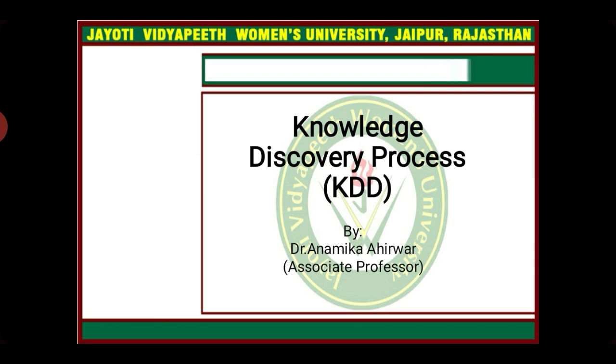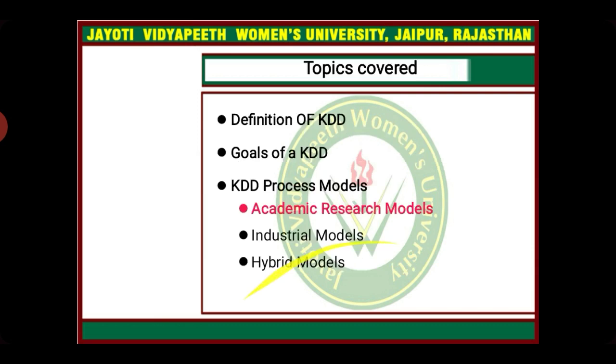In this lecture, I covered these topics. First is the definition of KDD, goals of KDD, that is knowledge discovery in databases, and KDD process models. There are basically three types of process models. First is academic research models, second industrial models, third is hybrid models. In this lecture, I cover only the academic research model.